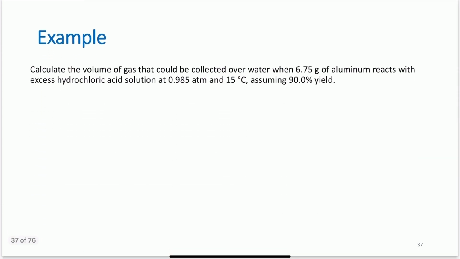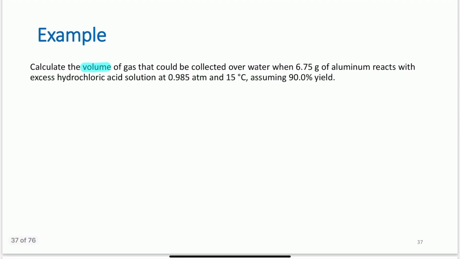So let's see an application for that. I've got a couple different types of examples here. Number 1, calculate the volume of a gas that could be collected over water when 6.75 grams of aluminum reacts with excess hydrochloric acid solution at 0.985 atmospheres and 15 degrees C, assuming a 90% yield. So there's lots going on in this question. We want the volume of the gas. We see it's collected over water. We've got 6.75 grams of aluminum reacting with excess HCl at 0.985 atmospheres, 15 degrees C, and we've got a 90% yield to consider.